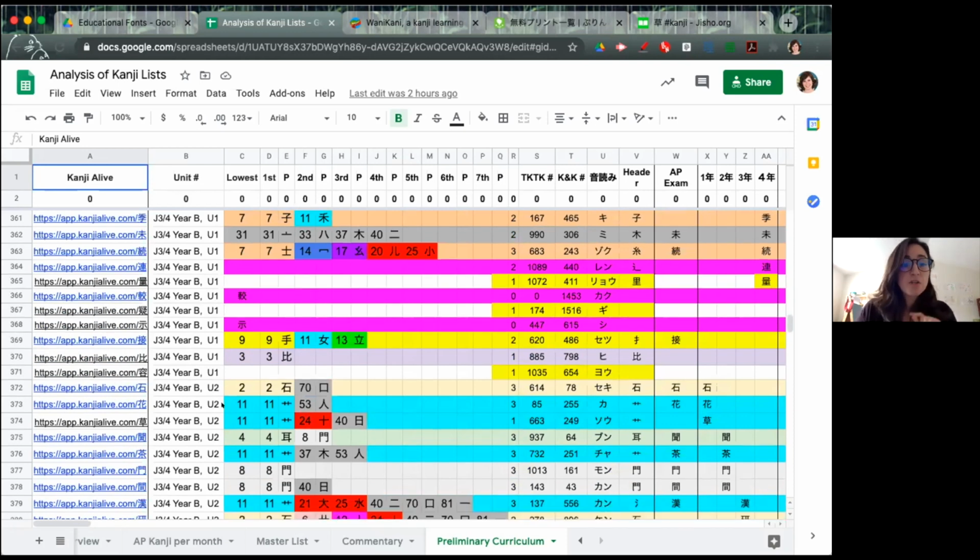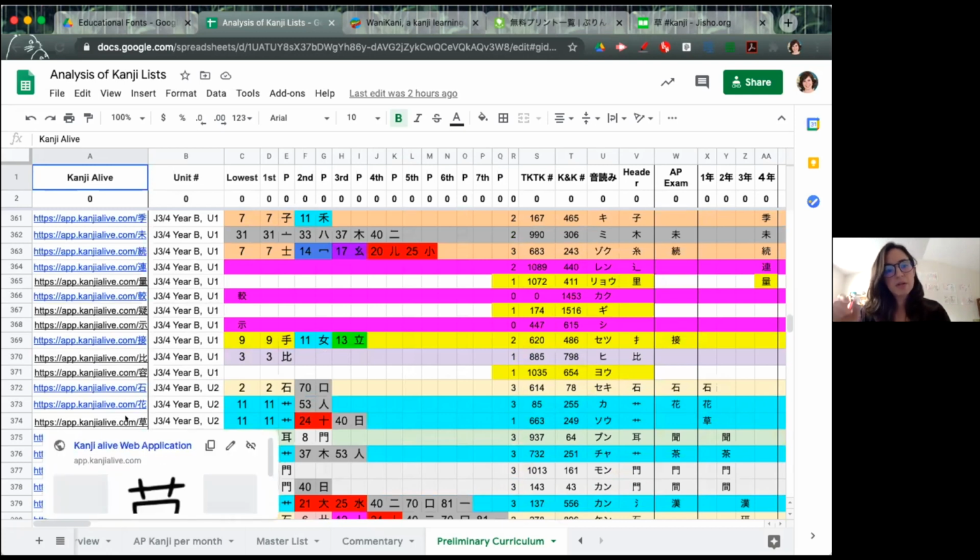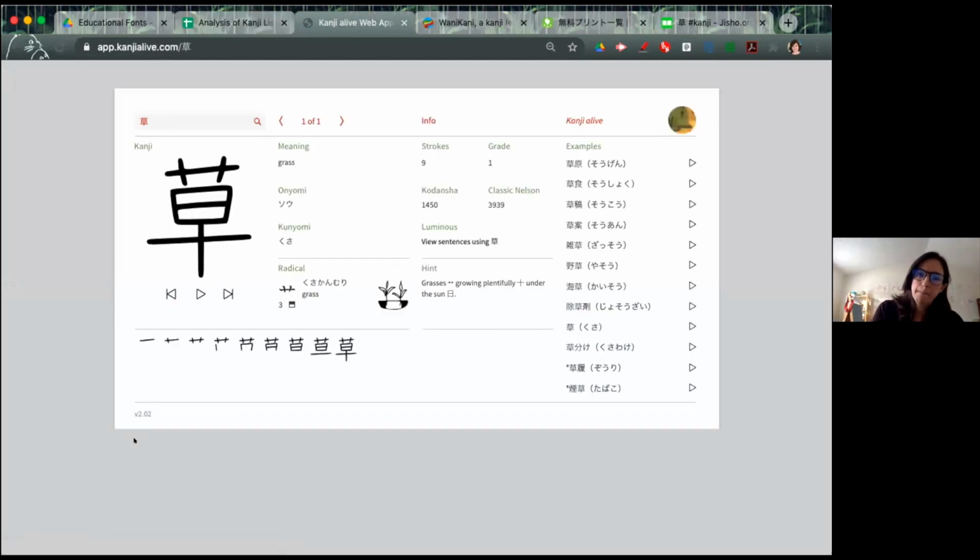Okay. So, for example, year 3, unit 2, I decided to group together several characters that use kusa kanmuri. So we had kusa, we had the wakai, we had kurushi, we had a bunch of different things that are grouped that way.